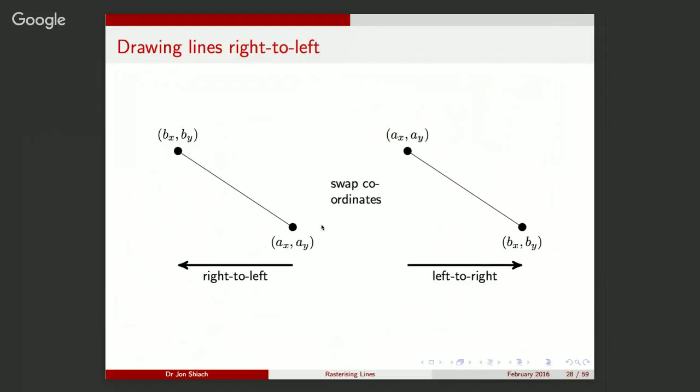The easiest problem to overcome is drawing lines right to left. So here, if this is our start point, and let's say that's our end point, we can't draw that line going that way, but we can draw this line. So all we do is, if we encounter a line which is drawn from right to left, we simply swap the coordinates around. So A is swapped with B. That's all we have to do. That's that problem solved.